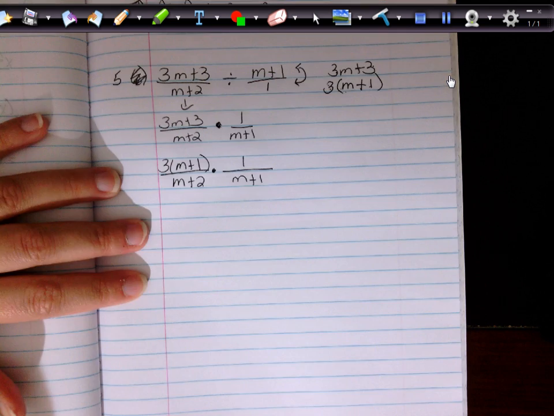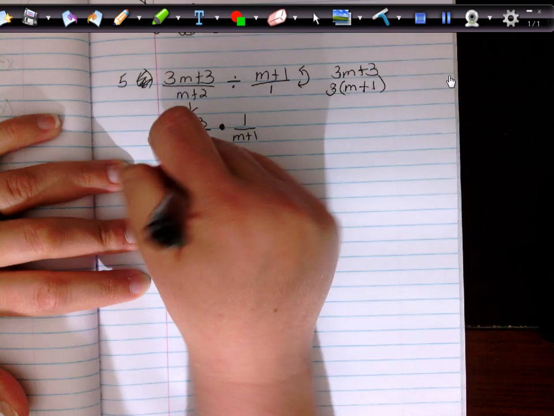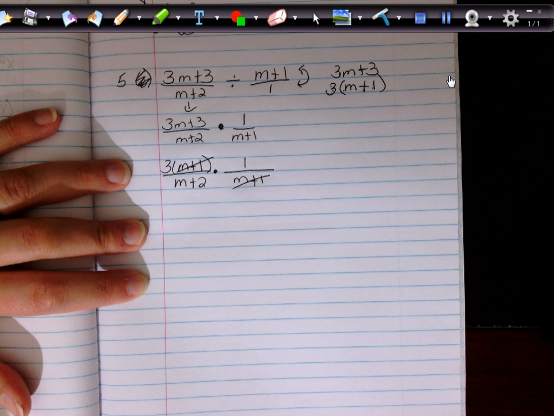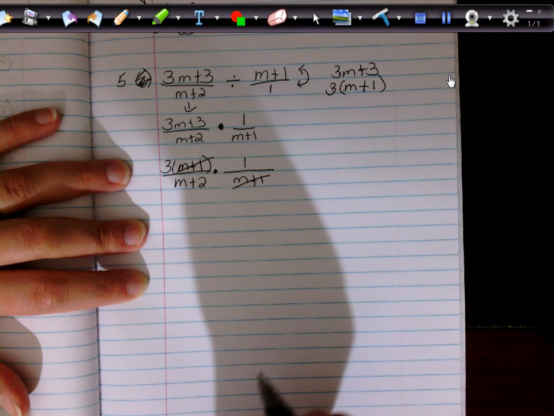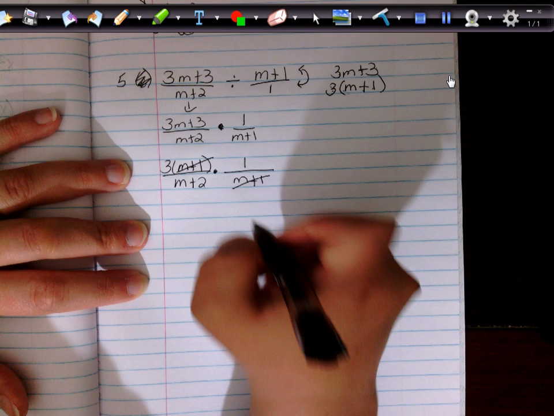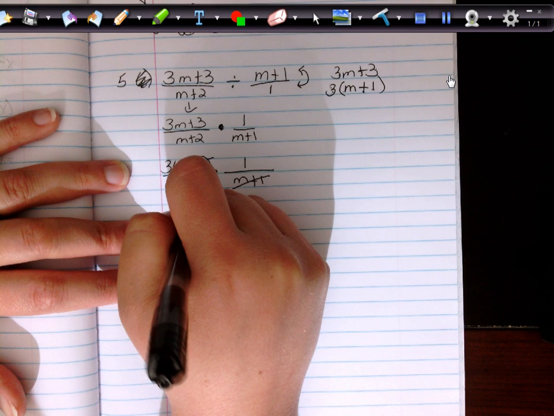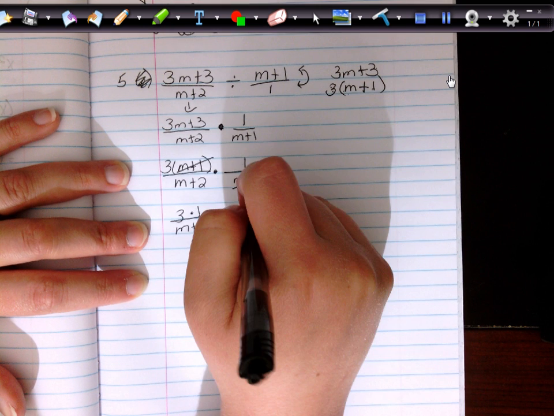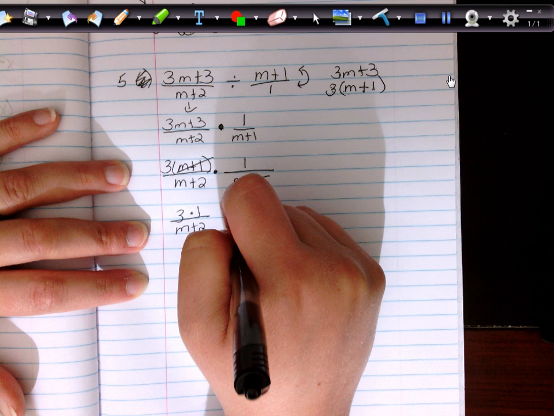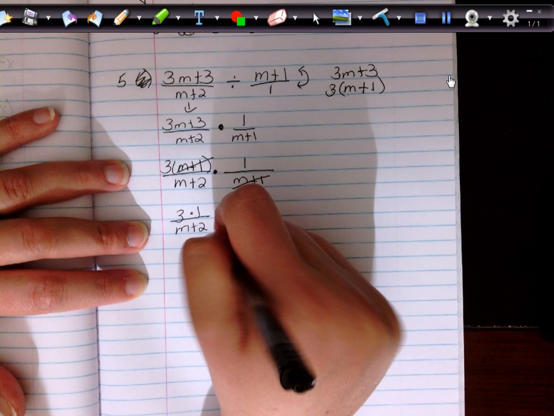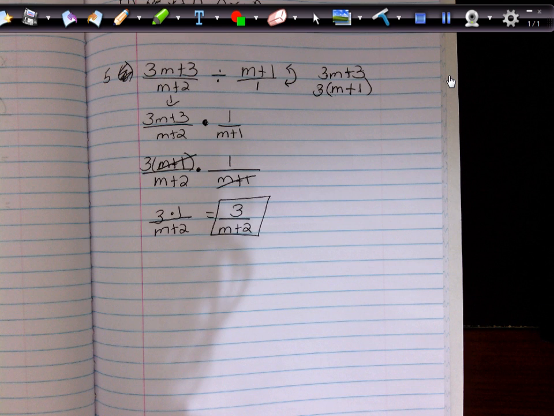Alright, so now I can go ahead and mark stuff out. So I'm going to mark out my m plus 1s. And that's the only thing I can mark out here. And I can't mark out this one because it doesn't have an m plus 1, it's just 1. So on the top I have 3 times 1. On the bottom I have m plus 2, and 3 times 1 is 3. So it's 3 over m plus 2. So there is my final answer.